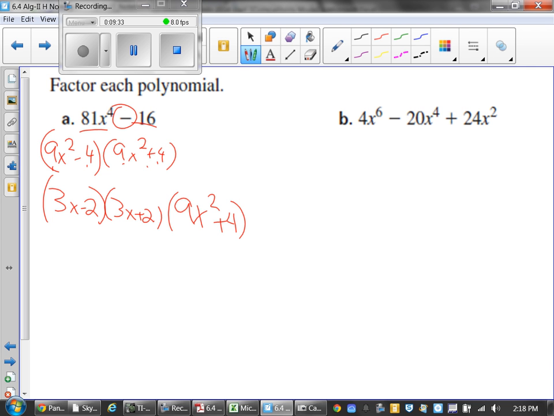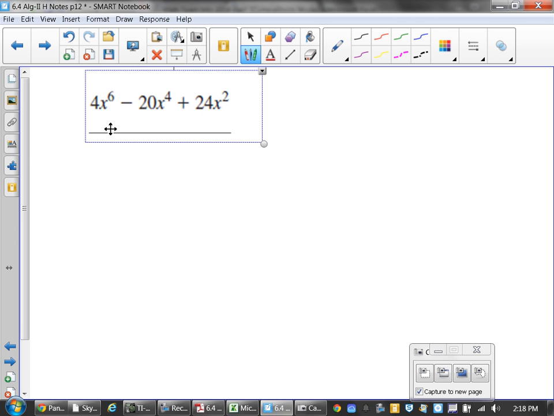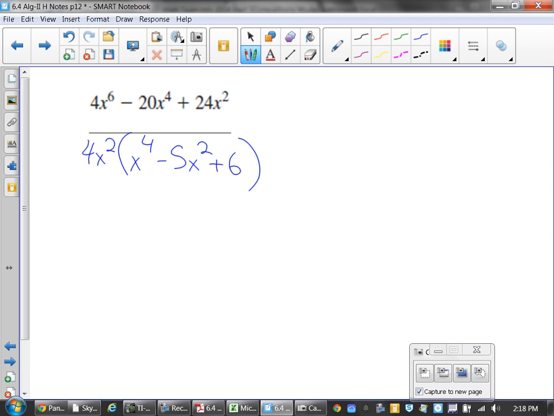Now the second one. What's your first rule of factoring, ladies and gentlemen? GCF. So if I'm looking at the second one, what's your GCF here? If we go with the GCF of 4x squared, I get the following. On the inside, I have x to the 4th minus 5x squared plus 6. Are we okay with that? Yes. Now, we're looking at a normal-ish looking trinomial on the inside of the parentheses.